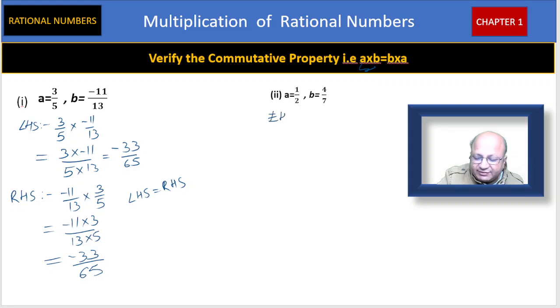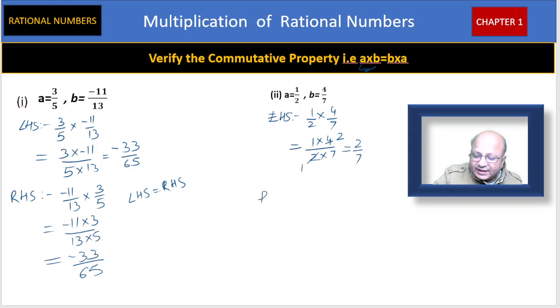Let's take the left hand side, a into b, so half into 4 upon 7, so equal to 1 into 4 upon 2 into 7. So there is a common factor between numerator and denominator. So the common factor between 4 and 2 is 2. So 4 divided by 2 is 2 and 2 divided by 2 is 1. So the result is 2 upon 7.